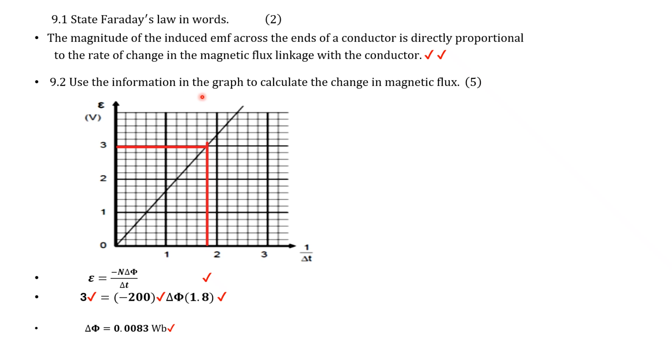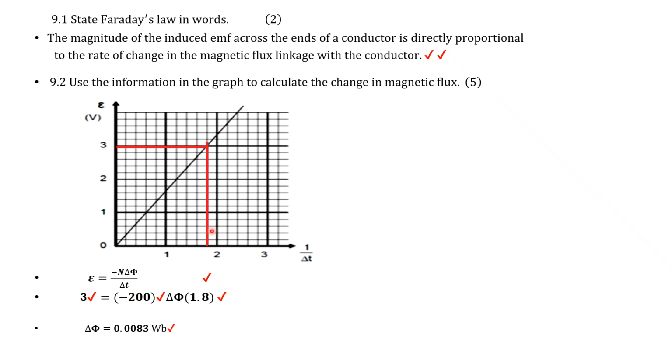9.2, use the information of the graph to calculate the change in magnetic flux. So according to the graph, see there my equation, EMF equals negative N, change in magnetic flux over change in t. N was given to me as 200 windings. So I need an EMF and I need a change in time. From the graph you see I have EMF and I have 1 over change in time, just the same as there on top. Remember, 1 over change in time.